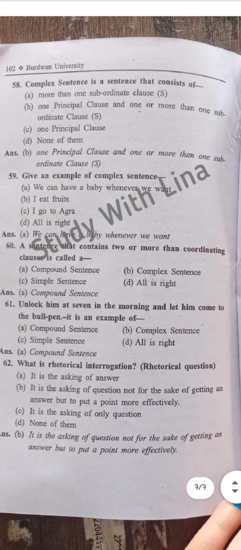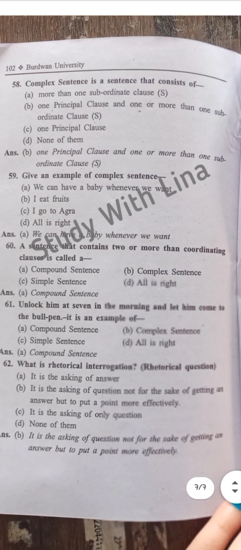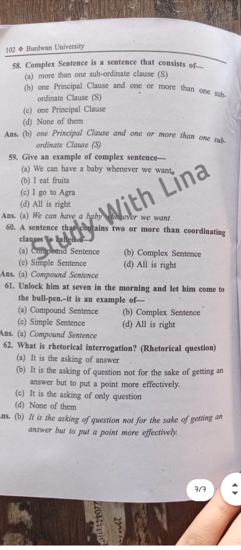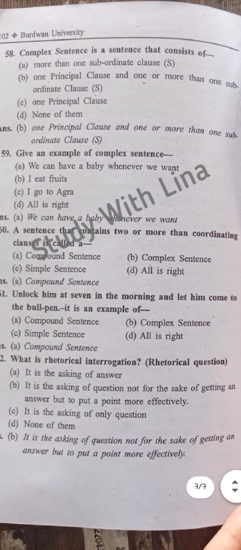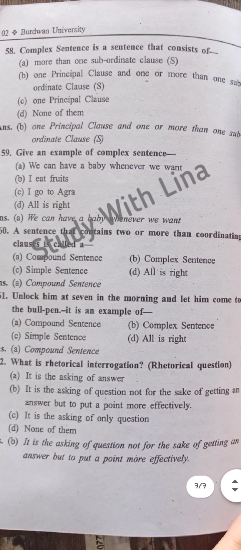A complex sentence is a sentence that consists of one principal clause and more than one subordinate clause. Give an example of a complex sentence. We can have a baby whenever we want. A sentence that contains two or more coordinating clauses is called a compound sentence. Unlock him at 7 in the morning and let him come to the bullpen. It is an example of a compound sentence.